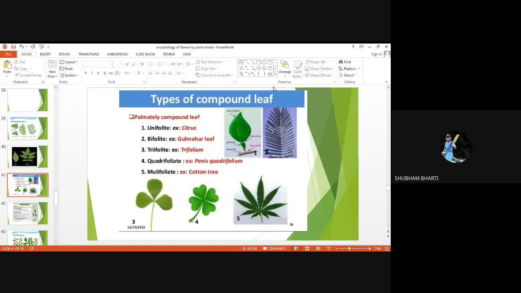Next type of compound leaf: palmately compound leaf. All the leaflets of the palmately compound leaf are attached at a common point at the tip of the petiole. It is divided into four parts: unifoliate, bifoliate, trifoliate, quadrifoliate, and multifoliate. For example, multifoliate: cotton tree. त्याच्या समोर त्याचे एक्झाम्पल दिलेले आहे.